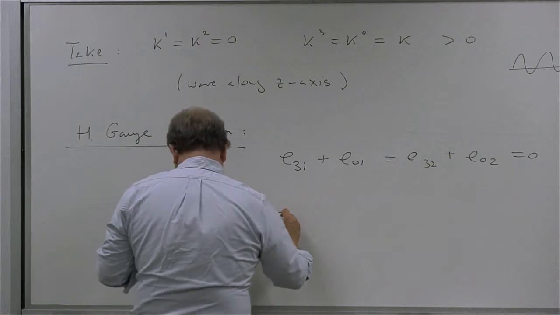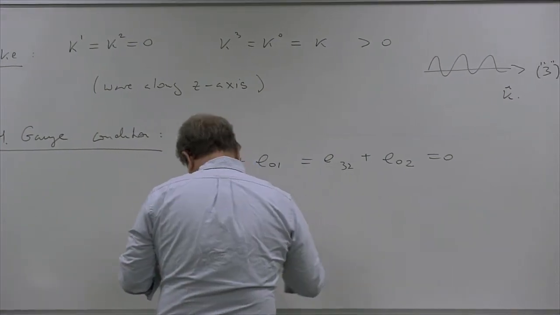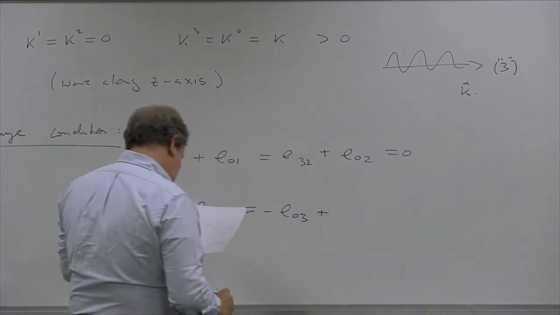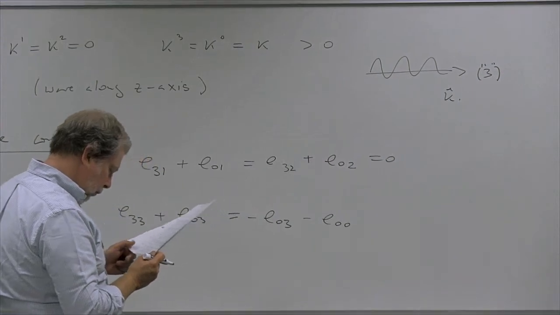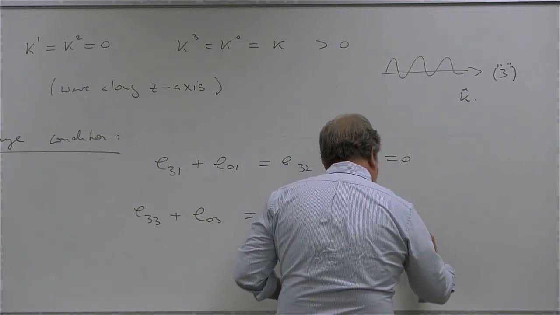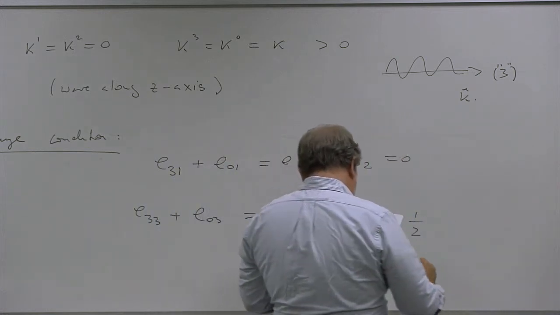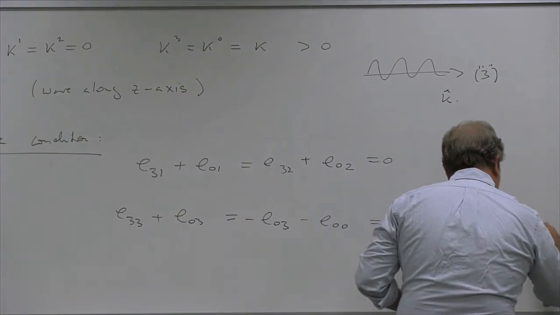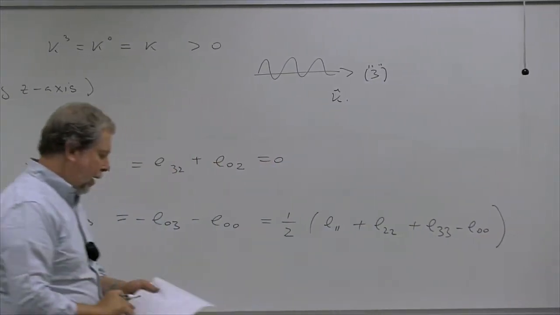So we have E33 plus E03 is equal to minus E03 plus E00, minus E00, and this is also equal, again by another one of those equations, 1/2 times E11 plus E22 plus E33 minus E00. So that's all you get out of the harmonic gauge condition.